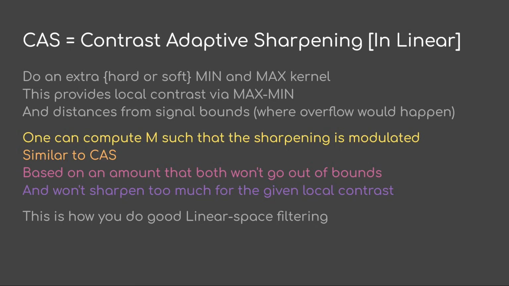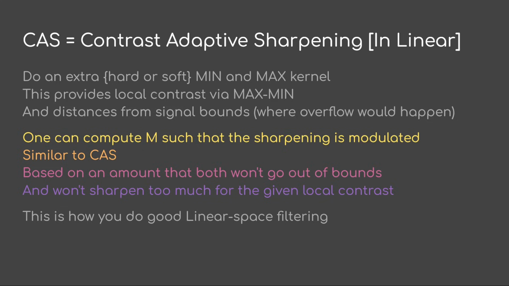With the min and max kernel, now you have local contrast, i.e. take the max minus the min, as well as the distances to the signal bounds, which is where overflow would happen. So now one can compute the M blend ratio such that the sharpening is modulated, similar to how CAS works. And this can be done based on an amount that both won't go out of bounds and won't sharpen too much given the local contrast.